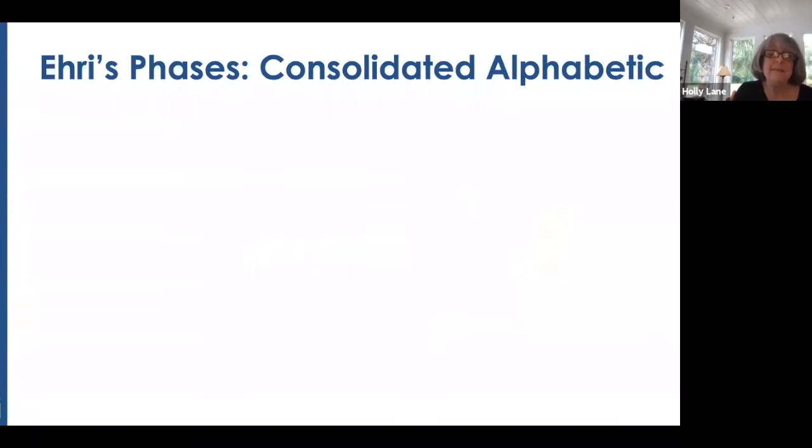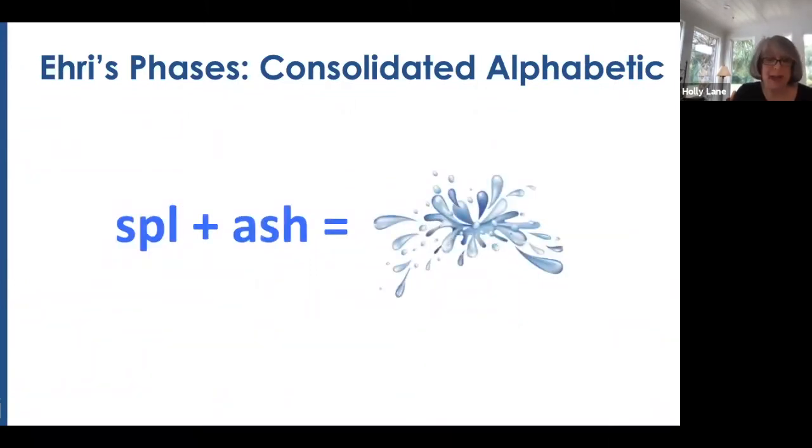This is the consolidated alphabetic phase, where in a word like splash, they might notice that there's an SPL they've seen before, and I'm going to attach that chunk together with this other chunk I've seen before, ASH, to get the word, as opposed to saying s-p-l-a-sh. They're going splash and are able to decode more readily that way because they are noticing chunks.